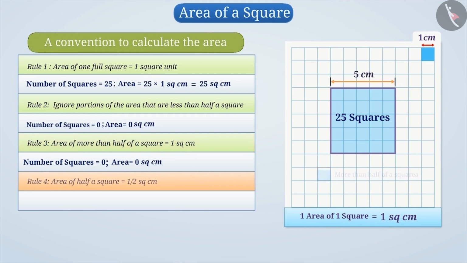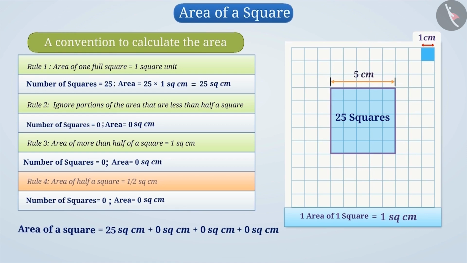Rule 4. If exactly half the square is counted, take its area as half square centimeter. We don't have half squares here. With this, we conclude the total area of the square to be 25 square centimeter.